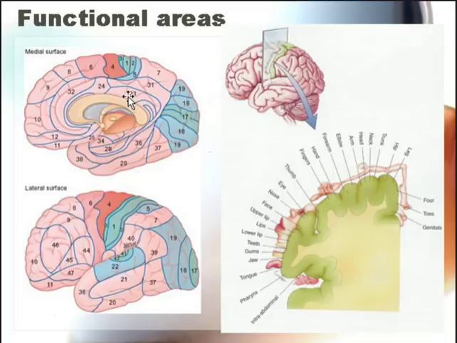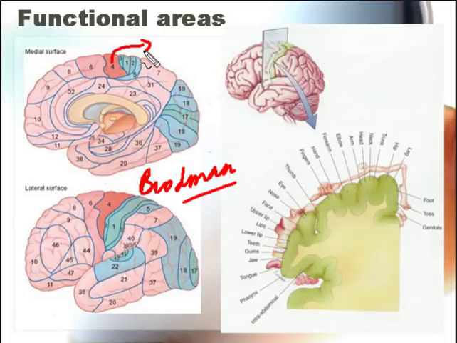And based on this microscopic structure, he gave the areas different numbers, and then we assign functional significance to these numbers. For example, number 4 we say is the motor area, numbers 3, 1, 2 are the sensory area, areas 44, 45 are for motor speech. So we use some of these Brodmann's numbers to say what the function of that area is.